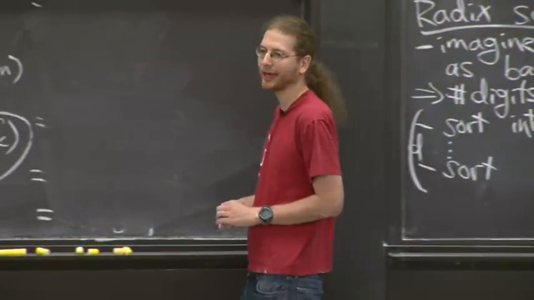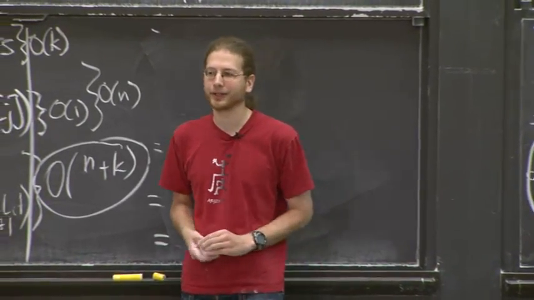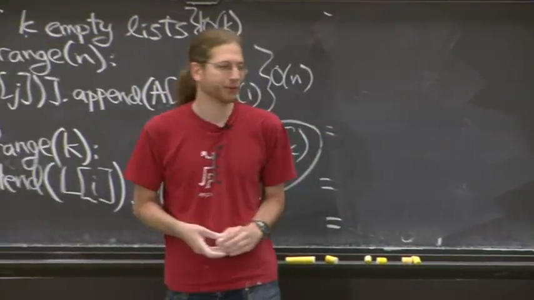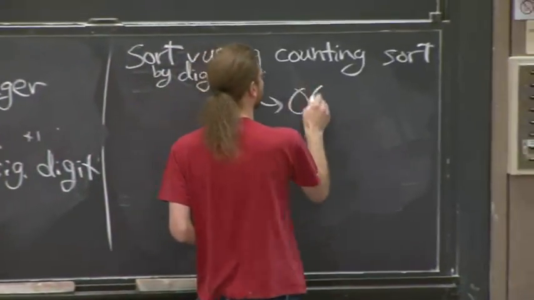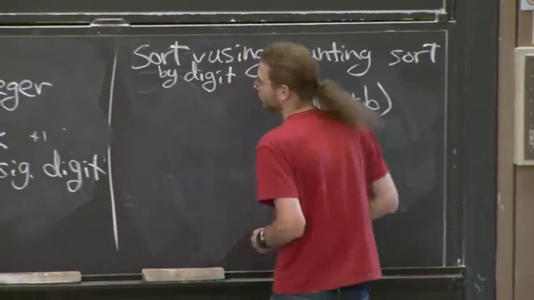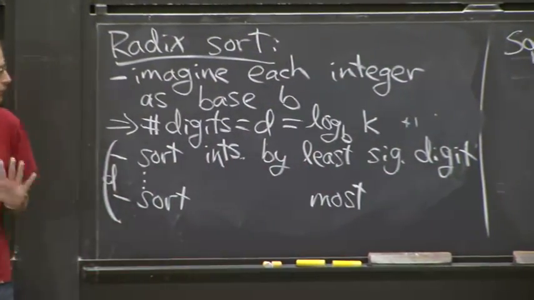Normally it's n plus k. Here it is n plus b. Good. Because all of our digits are between 0 and b minus 1. So we're just sorting by digit.